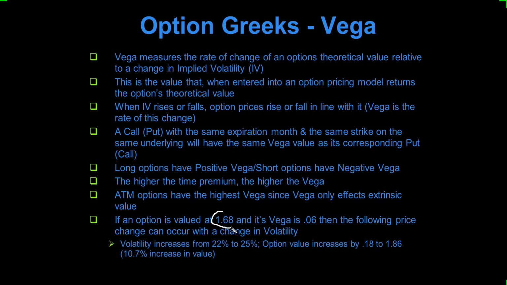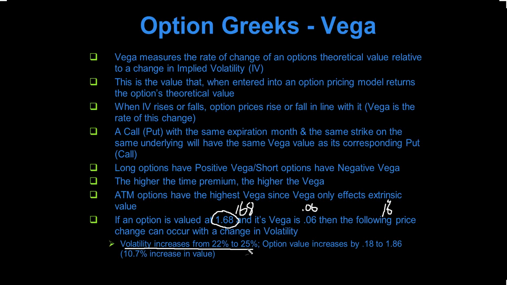Let's say you've got an option valued at $1.68, or 168 bucks, all right? And Vega is quoted as 0.06. What does that basically mean? Well, that basically means that for every 1 percentage point increase or decrease in volatility, your option price is going to change by 6 cents. So let's say volatility increases from 22 to 25%. And believe me, folks, it can happen by the time you blink your eye. A news thing hits the wire, anything happens, and the stock doesn't move at all, but volatility just goes up.